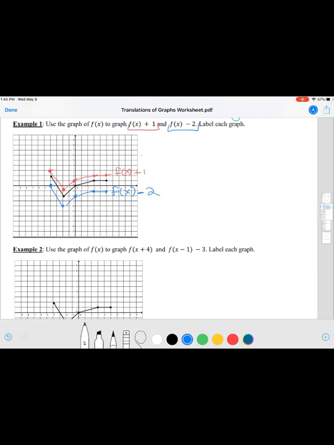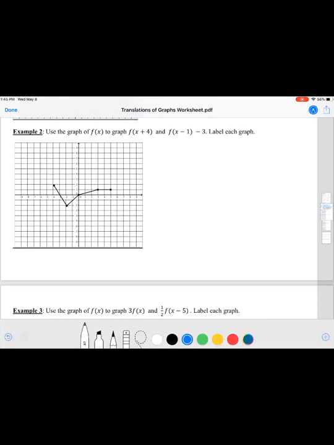So notice on both of these, I'm adding or subtracting something to the entire function. So that's a vertical shift. And then depending on if it's positive or minus, we're going to be moving it up or down. Okay, next example.